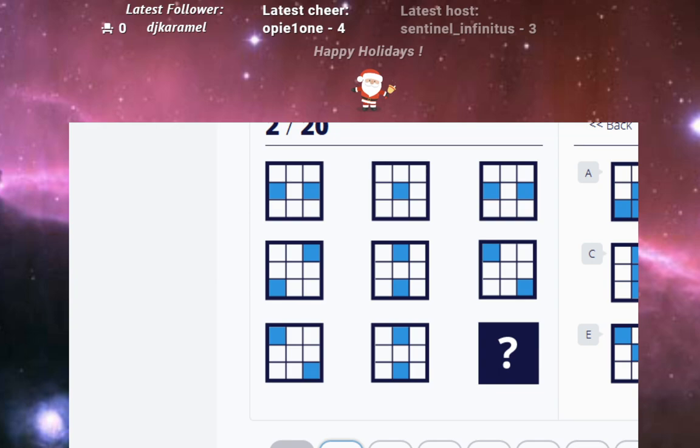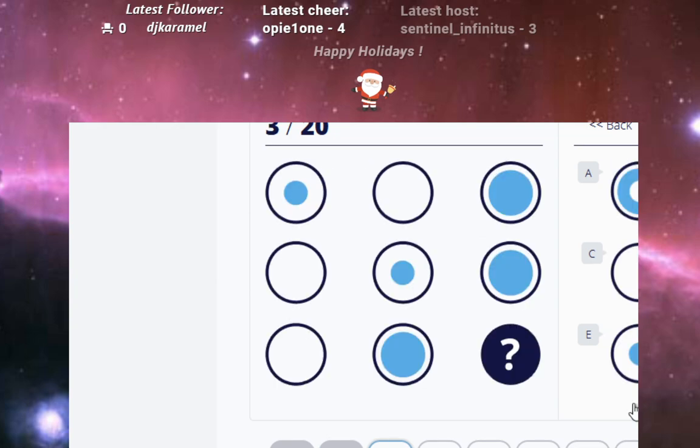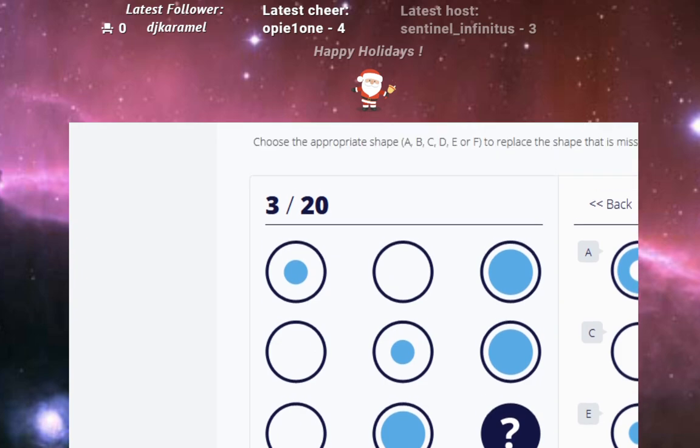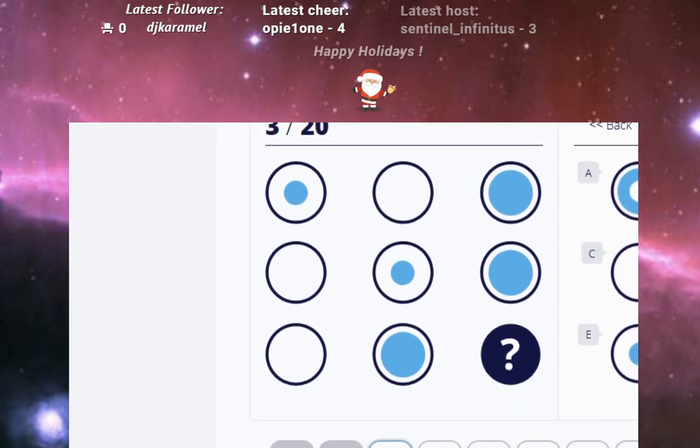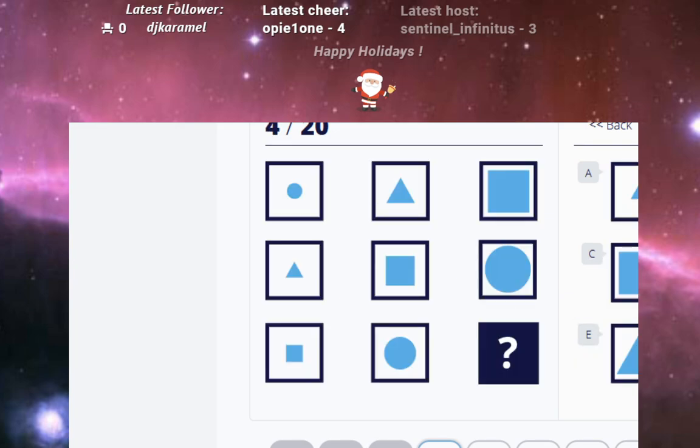That's strange. I don't know. I just guess that one. The shape that's missing. Well, it depends on which direction you go, and that's too ambiguous. Oh, I see what's happening here. It's a different rule set. These are rule sets.